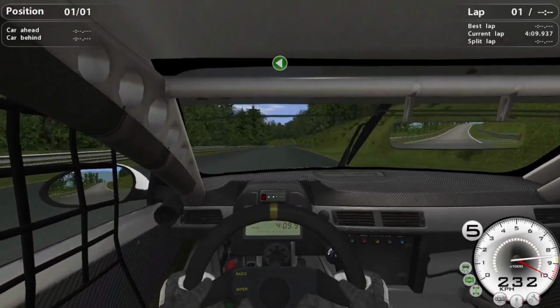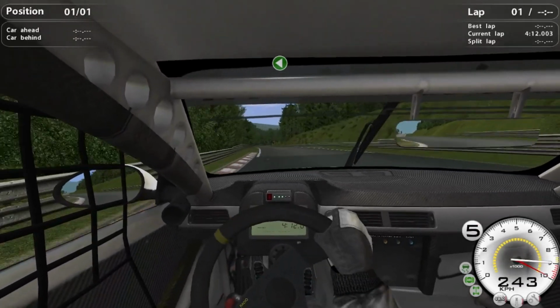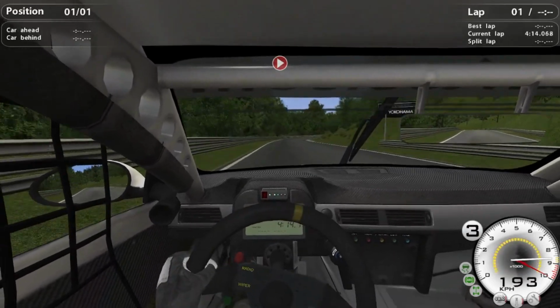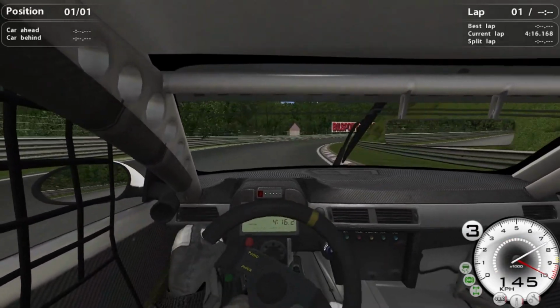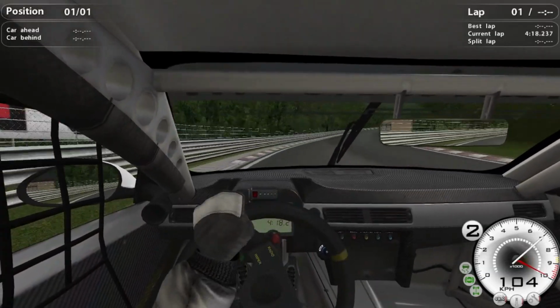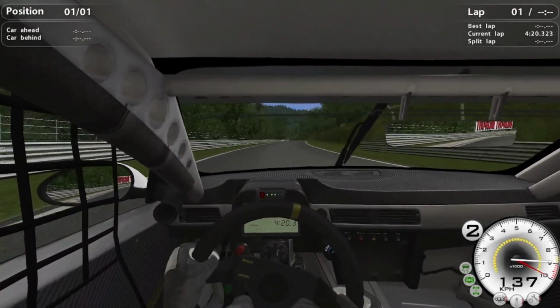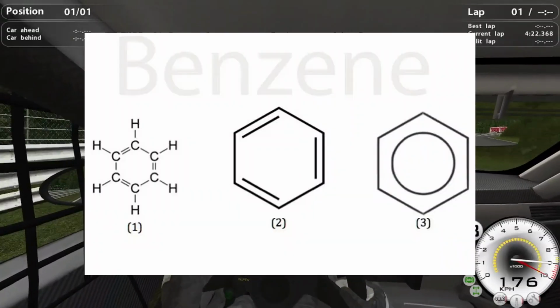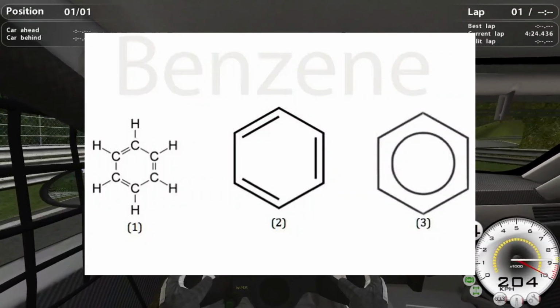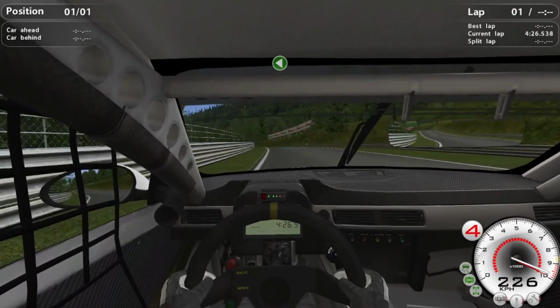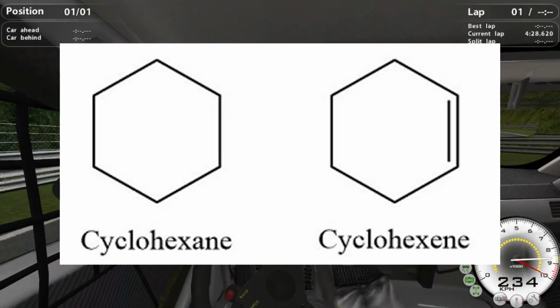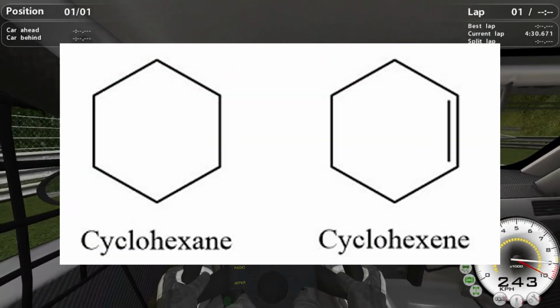So for aromatics, we focus mostly on benzene. Benzene is C6H6, and basically it has alternating double bonds. So this is what it's going to look like. And don't confuse this with cyclohexane, cyclohexene, whatever.